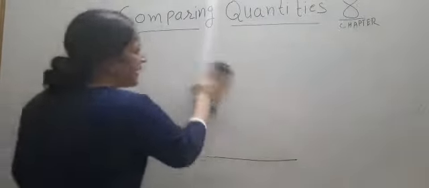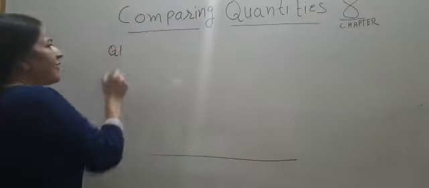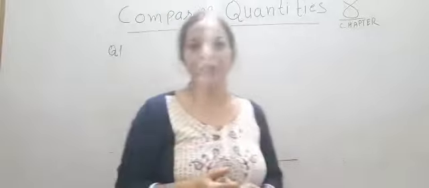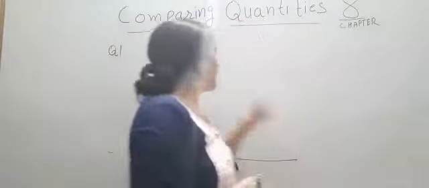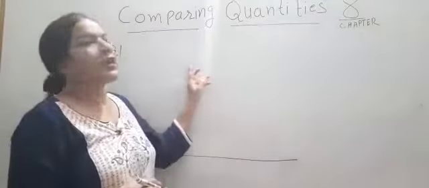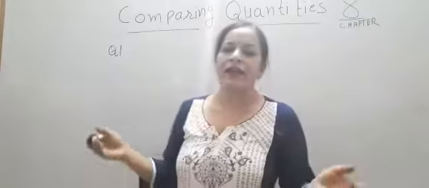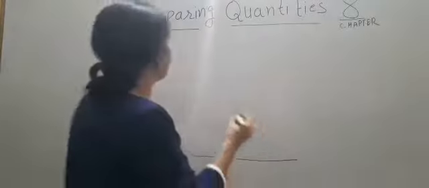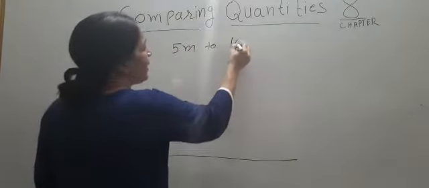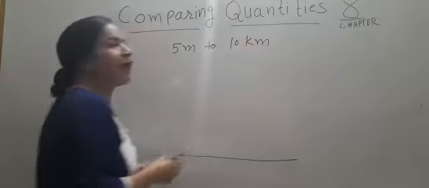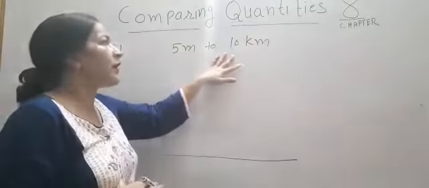In exercise 8.1, question number 1, find the ratio. You have to find the ratio. Suppose I am taking only one example, all others you will solve. I have to find the ratio of two quantities. Suppose I have taken 5 meter to 10 kilometer. I have to find the ratio.